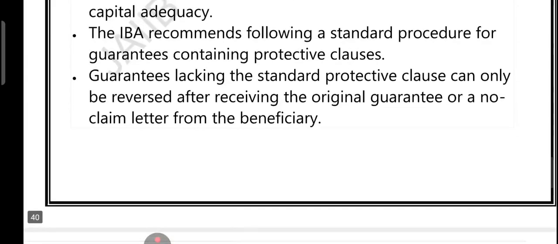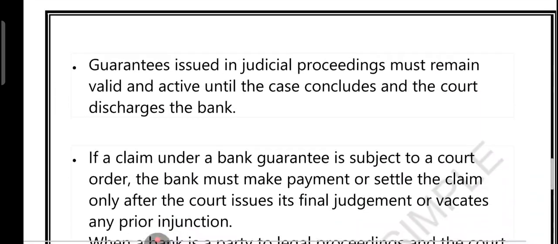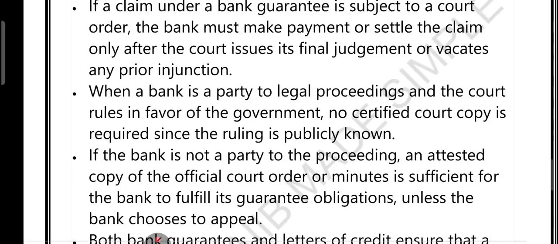What is the meaning of protective clause? IBA advised banks to follow a standard format with a protective clause in the guarantee. Suppose a guarantee does not have this clause, reversal should only happen after getting the original document back or a no claim letter from the beneficiary. There is something called judicial guarantee, which means a guarantee issued during court cases remains valid until the case is over.